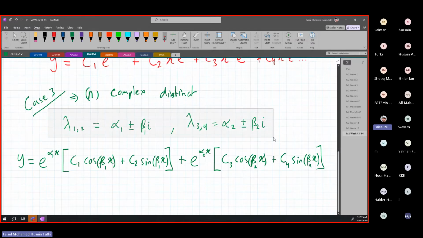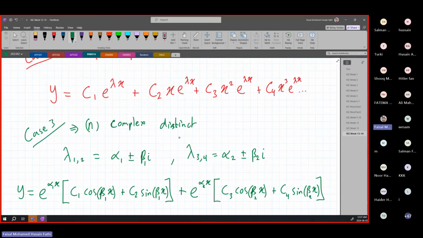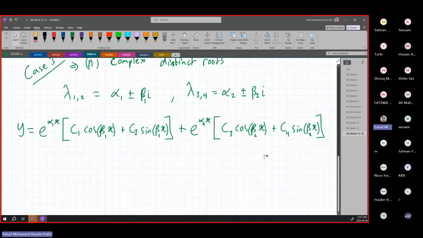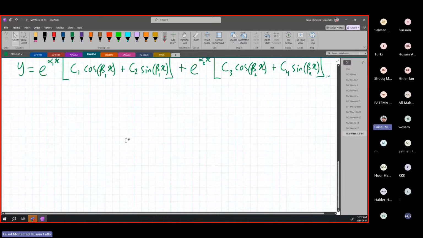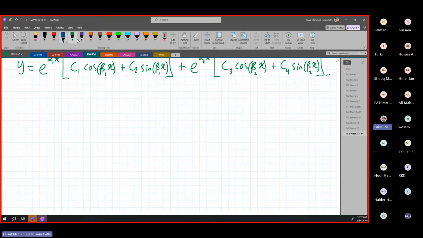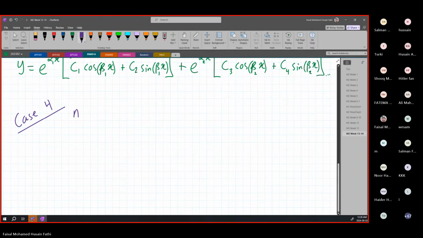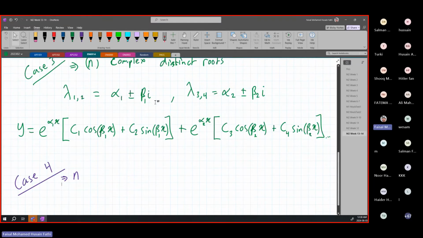So you're going to have two complex solutions, and then two different complex solutions, and they're not equal. So two complex distinct roots. You're just going to be doing this, and it will go on technically forever for a higher order, but you will never have more than this many in this case. And then we have case 4, which is the new case that we didn't see before. Case 4 is when you have n complex repeated roots.